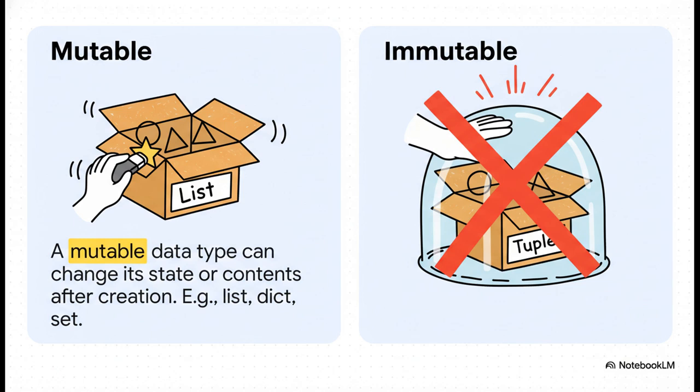You can add stuff, remove stuff, or change items after you've made it. But immutable means unchangeable. Once you create a string or a number, you can't actually alter that original piece of data. This is a huge deal for writing efficient code and avoiding some really strange bugs.